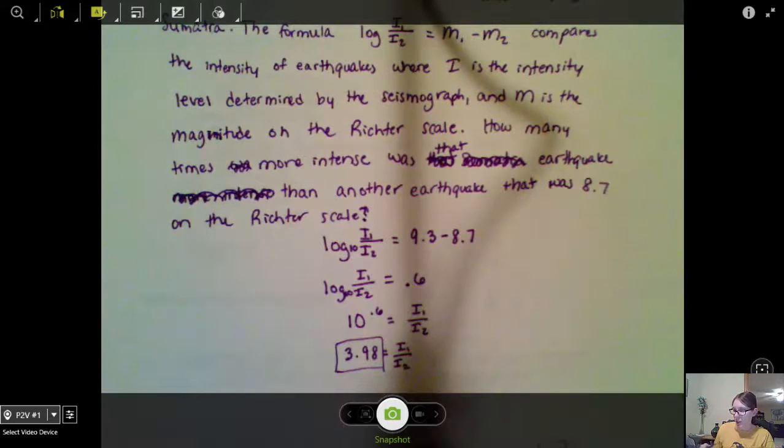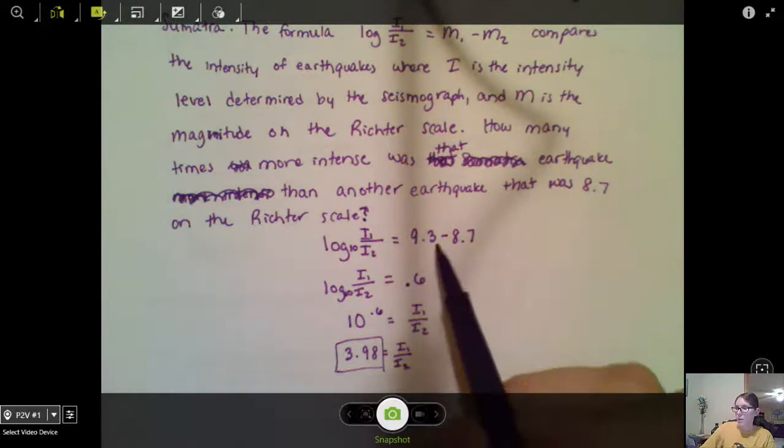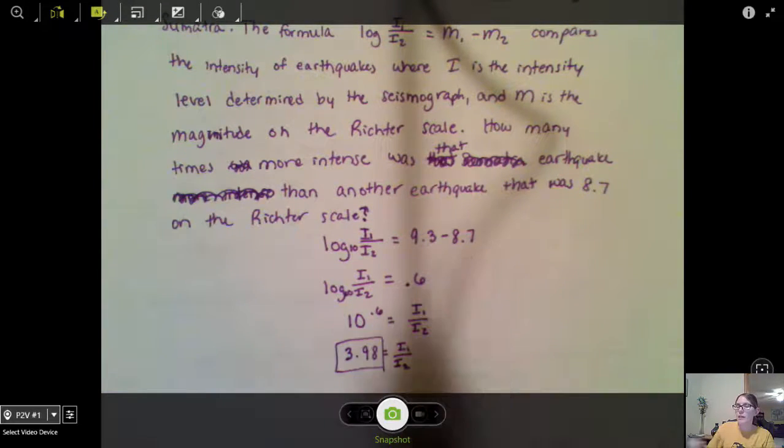And hopefully that kind of gives you an idea of how big of numbers we're really working with. We only have 0.6 of a difference on the Richter scale here. But we're talking it's almost 4 times more intense, the seismic waves. That's a pretty big difference.